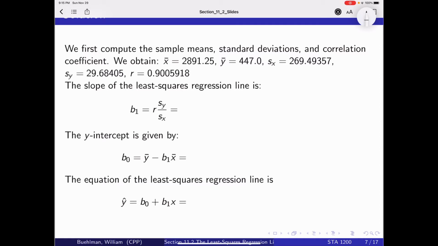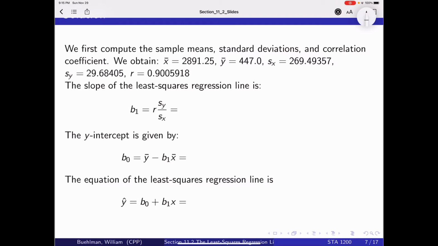The sample mean for X is about 2,891. The sample mean for Y is about 447. The sample standard deviation for X is about 269. The sample standard deviation for Y is about 29. And R, the correlation coefficient, is about 0.9. The exact values are listed right there.